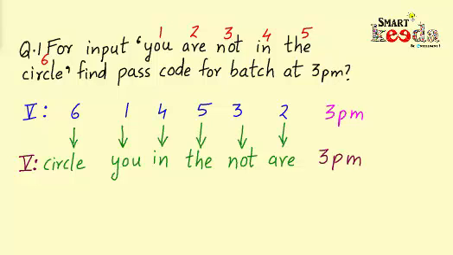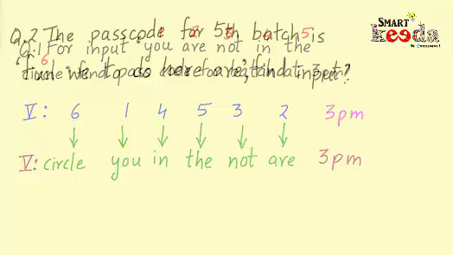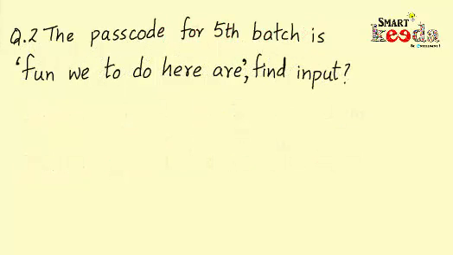Now let's do the second question, again based on the initial example's pattern of rearrangement. In this question, the passcode for the fifth batch is given as "fun V 2 do here R", and we are required to find the input. Before moving further, I would like to make a note here that in the first step of sequential output tracing questions, it was not possible to determine the exact previous steps or input from a given step, but in this type, we can determine the exact previous steps from a given step, as in this type, we do numbering of all the words in each step.